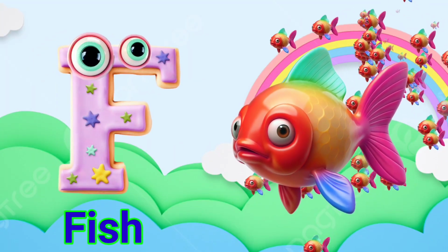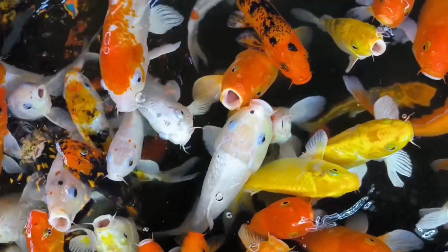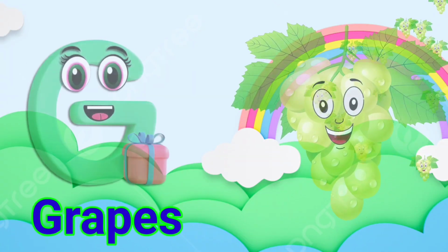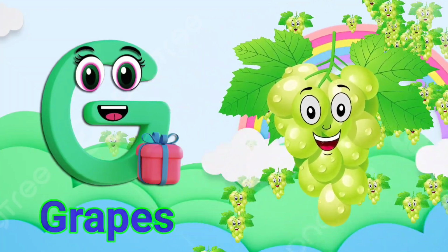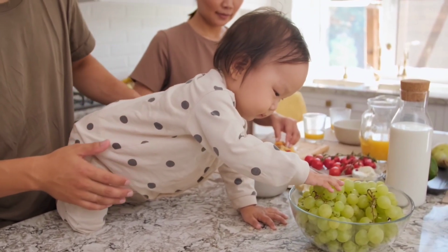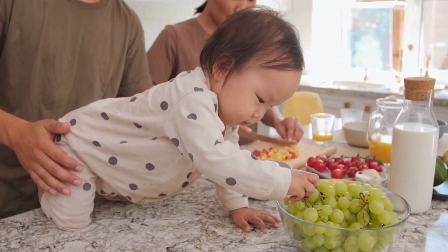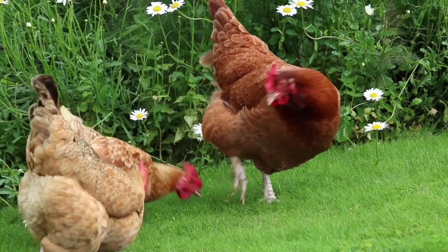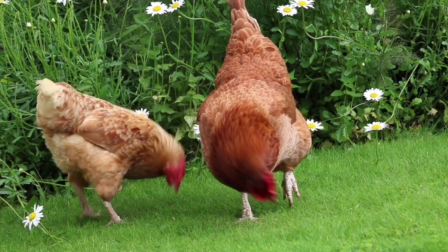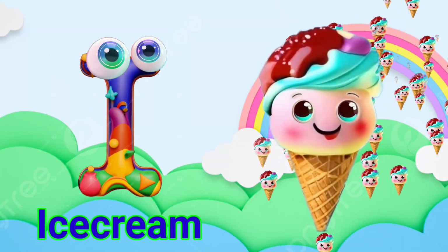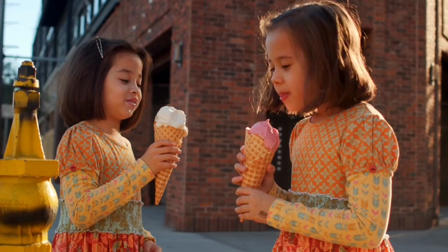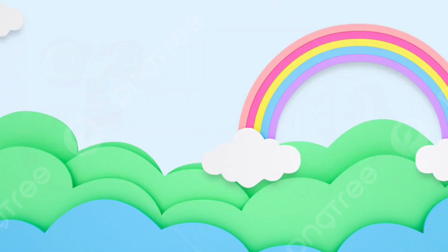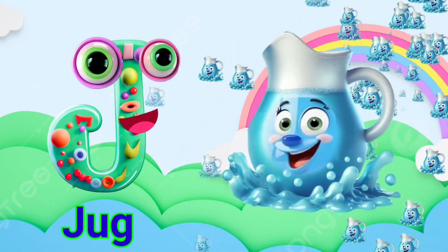F for fish. G for grapes. H for hand. I for ice cream. J for jug.